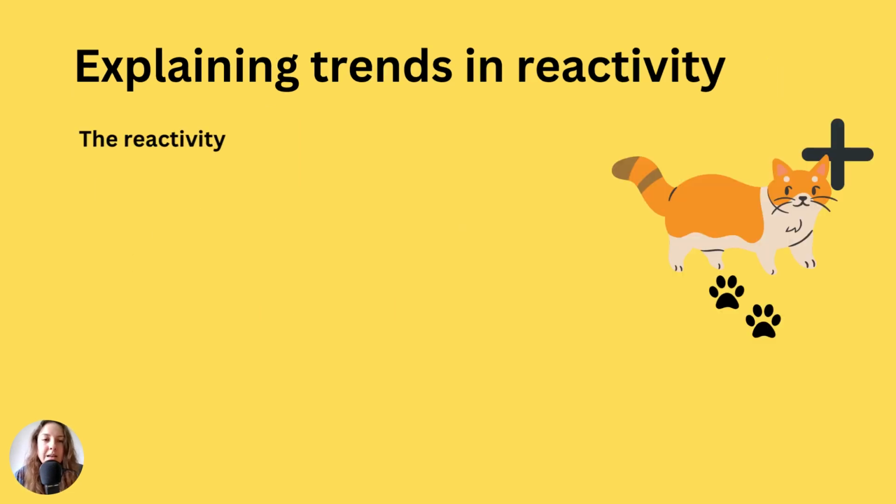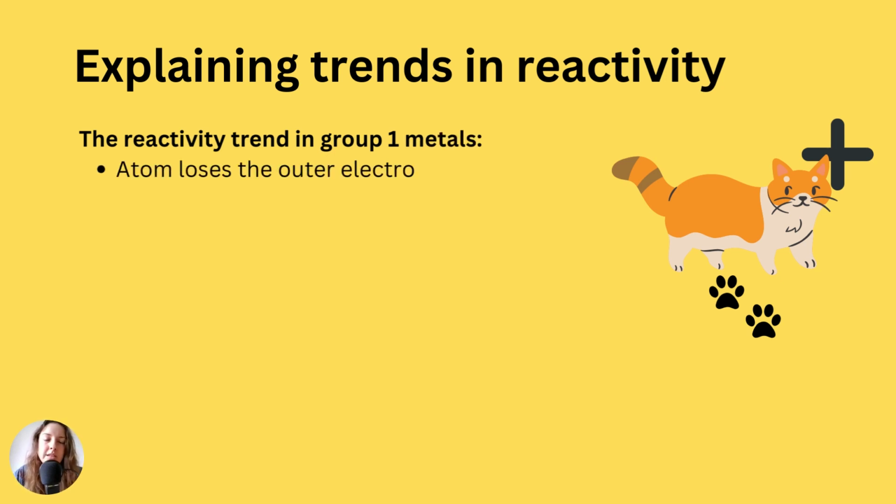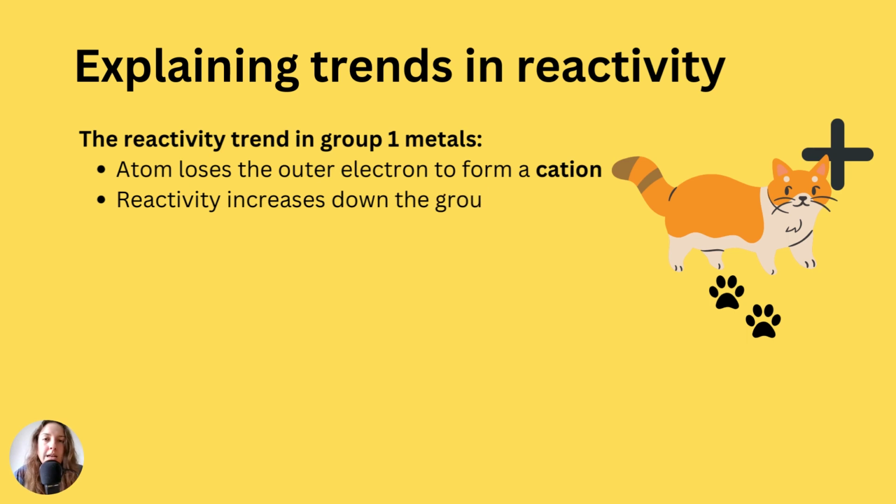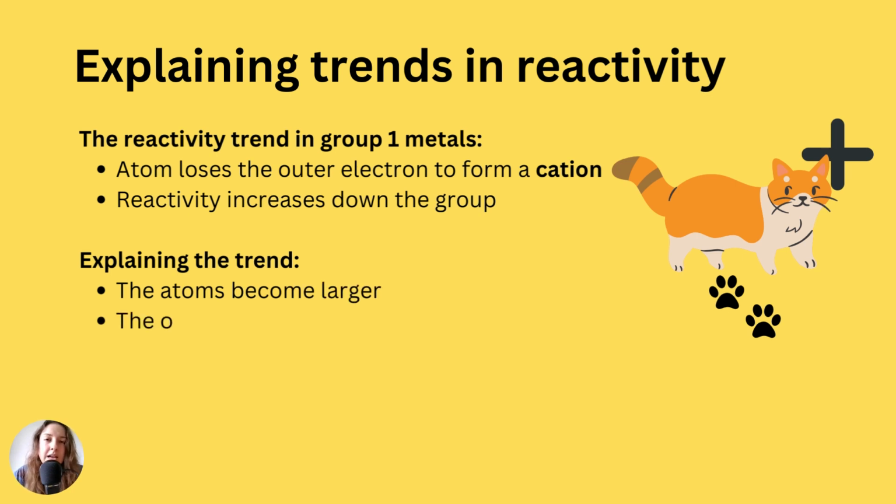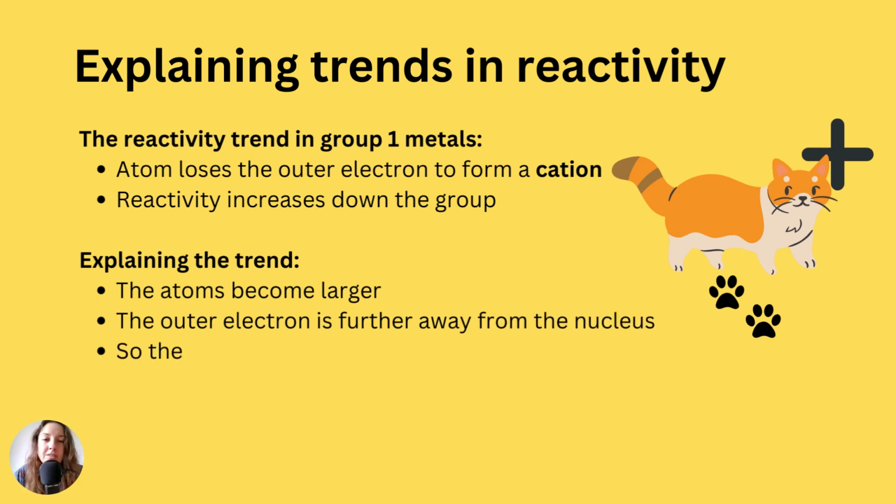So how do we explain these trends? Well, one thing you need to know at GCSE is you need to explain the trends, but you also need to predict them as well. So let's go with the explanation first. So far we know that all alkali metals have one electron in their outer shell. The reactivity of group 1 metals is as follows. As the atom loses the outer electron, it then forms a cation, a positively charged ion. The reactivity increases as we go down the group.